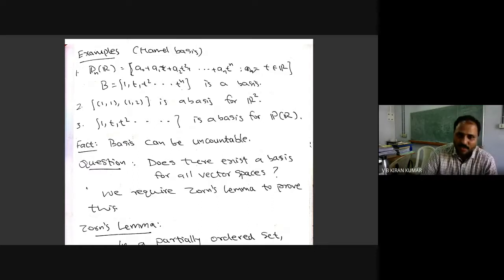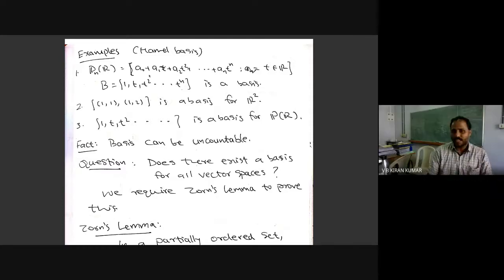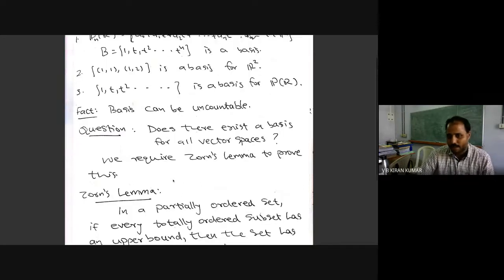See this example, the third example. This is a countable basis, right? It is not finite. Hamel basis need not be finite, and the fact I wrote here is that it can be uncountable also. So whatever I say here, basis means Hamel basis only. That can be finite, countable, or uncountable, anything can happen. But the fact is that it exists. For every non-zero vector space, you have a Hamel basis.